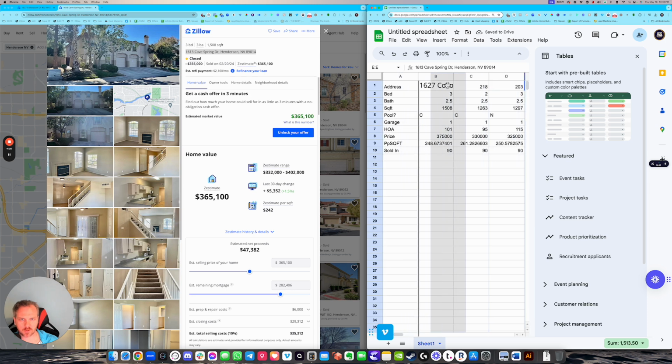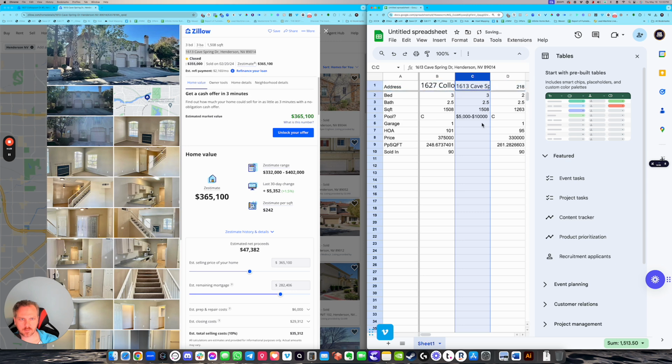So I'm going to pop this over here. All right, I'm going to bring this down. 1-car garage, HOA is going to be 101, and this was 355,000. Sold in the last 90 days. This is active. Right.